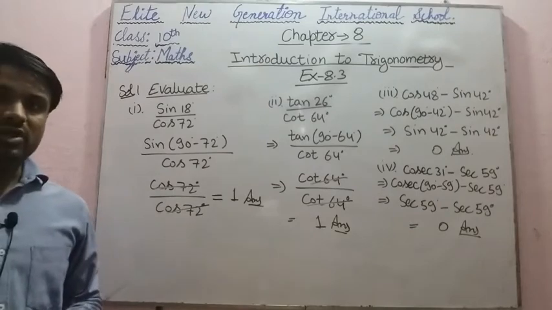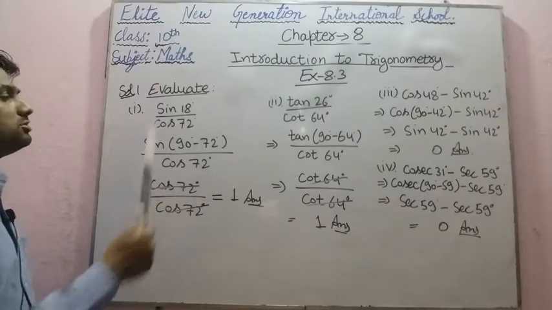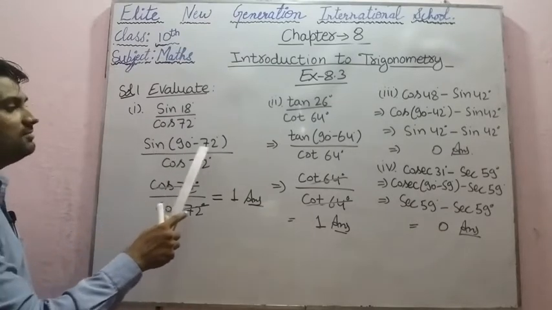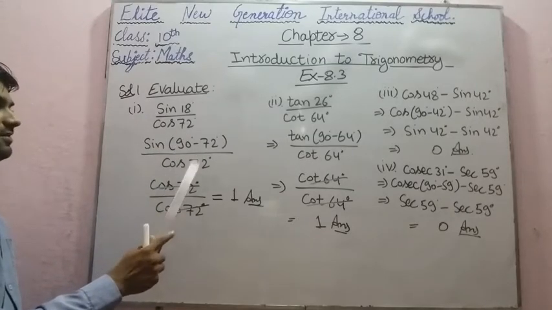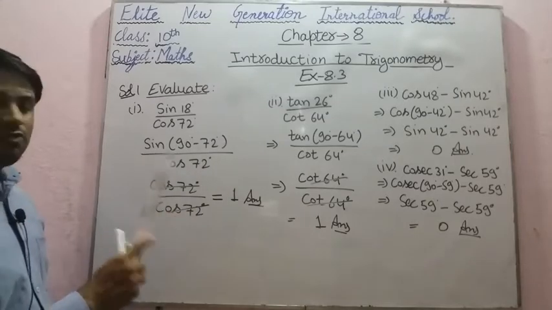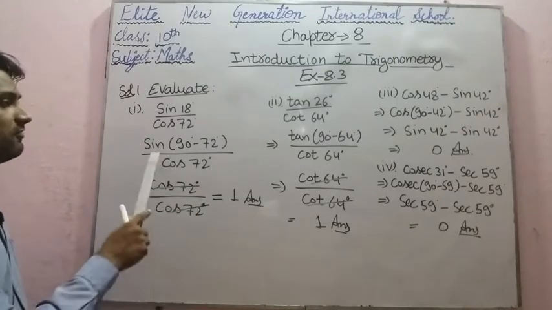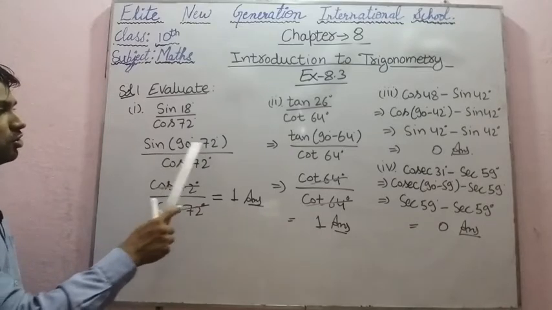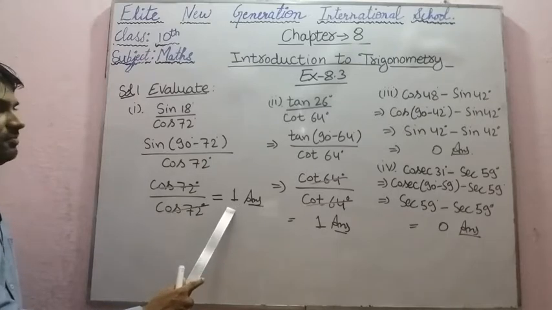In question number 1 we have to evaluate. Its first part is sin 18 upon cos 72. Here in place of sin 18 we can write sin(90 minus 72), and cos 72 will be written as cos 72. Here for sin(90 minus 72) we will use the formula sin(90 minus a) is cos a. Here the value of a is 72, so it will become cos 72. So cos 72 upon cos 72 will be equal to 1. So here the answer will be 1.